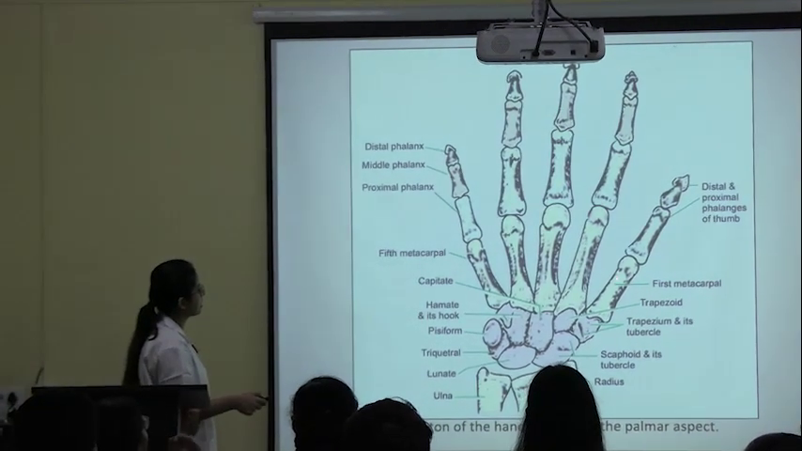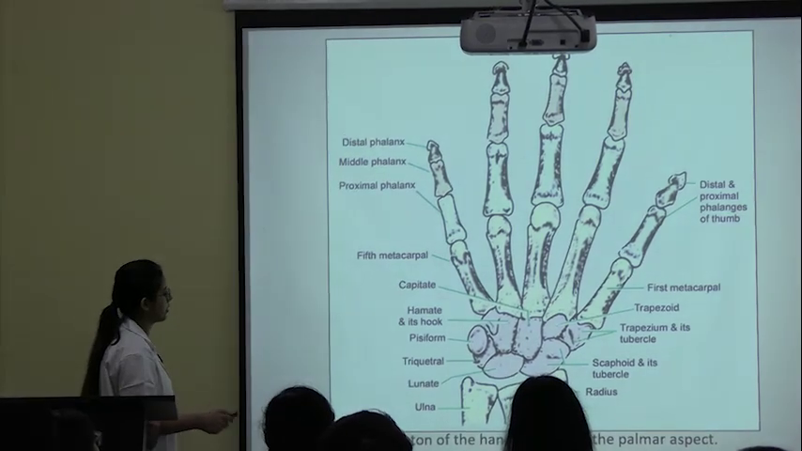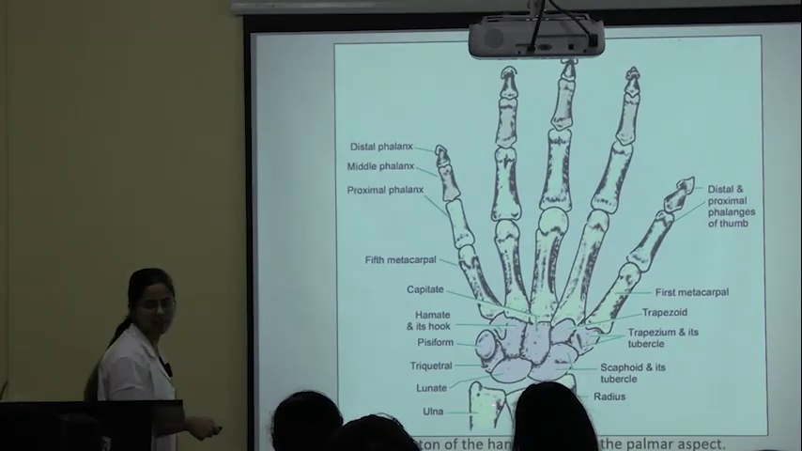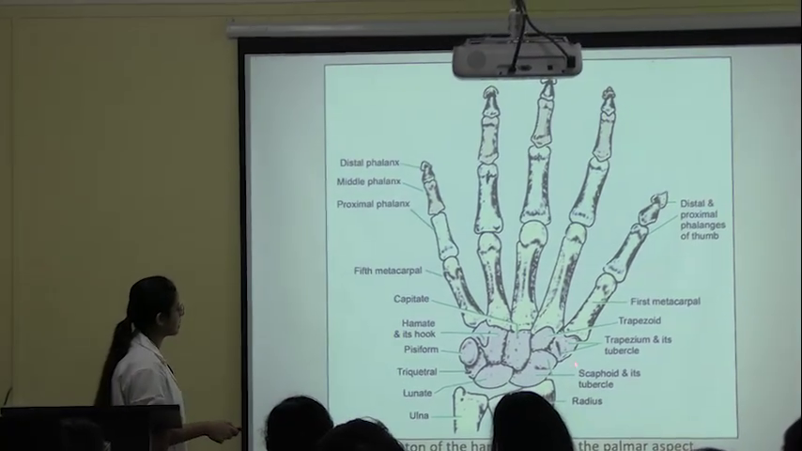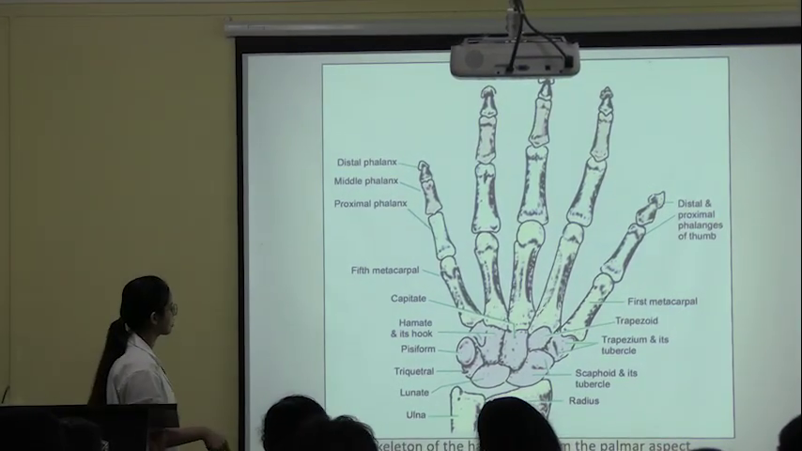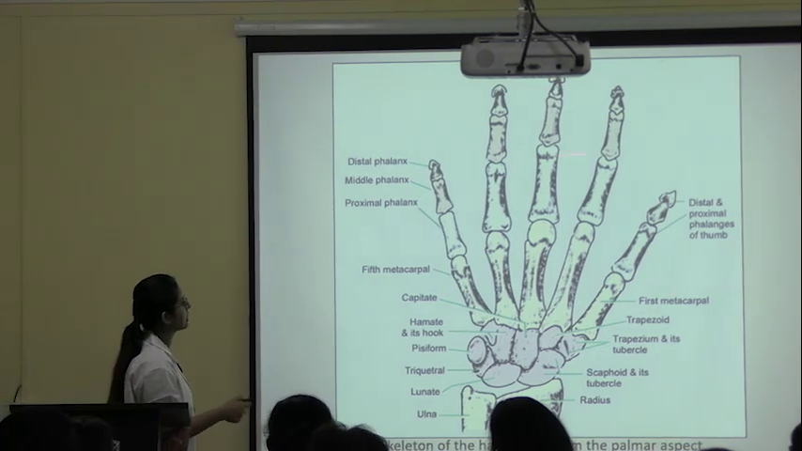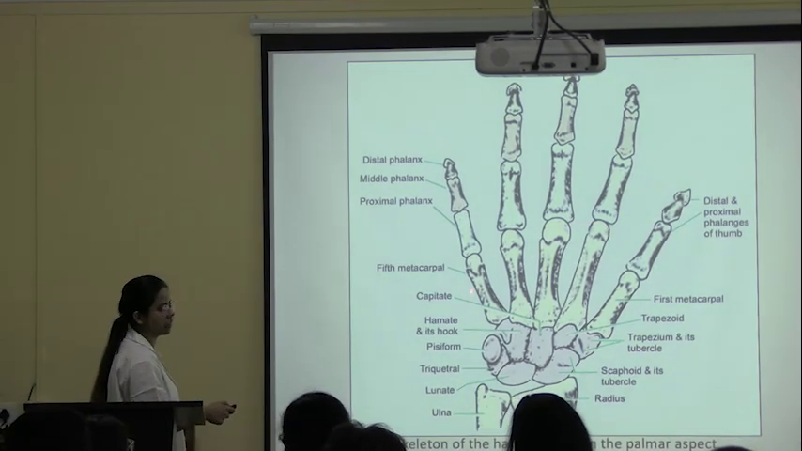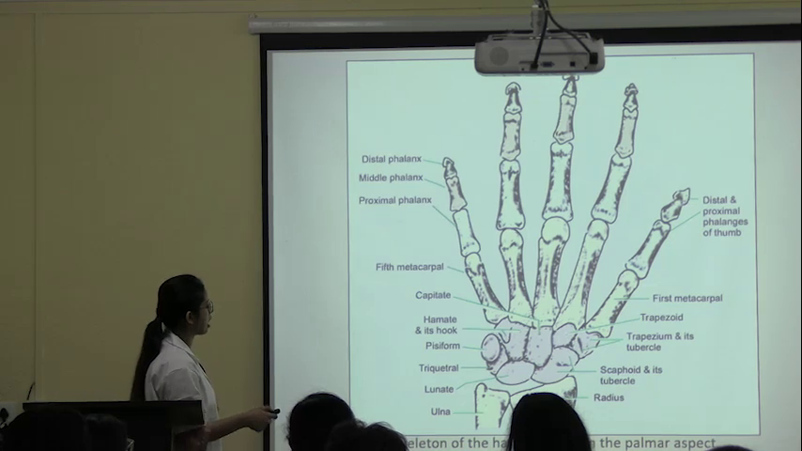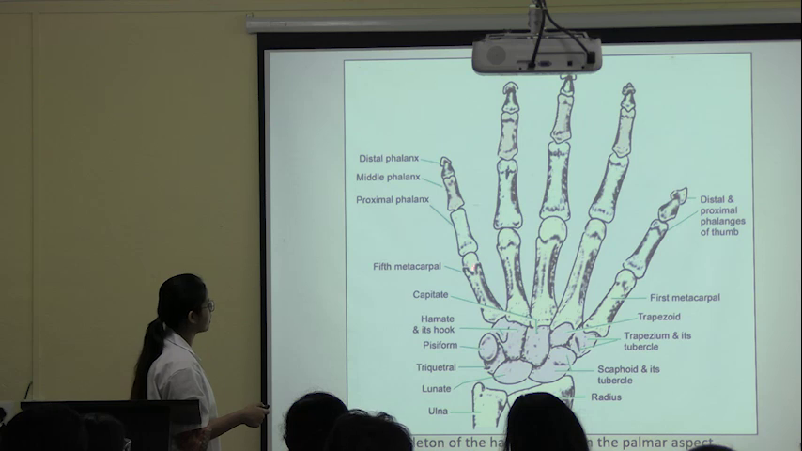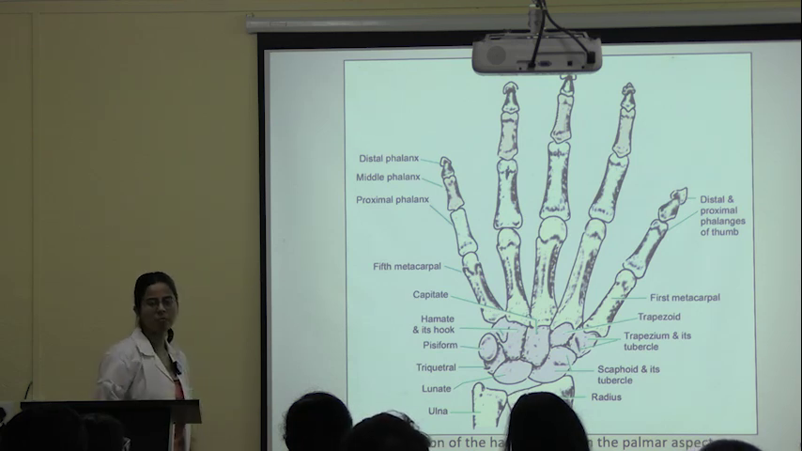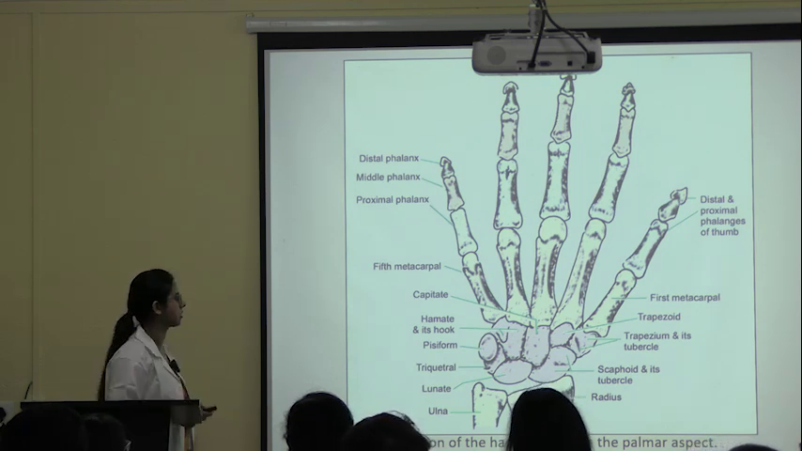These are the metacarpals, five metacarpals. We usually name them from the lateral side. Lateral side means towards the thumb. We go from lateral to medial. From lateral we start here. Even the metacarpals we number from lateral to medial. There are five metacarpals: the first, second, third, fourth, and fifth. Am I too fast? Okay.